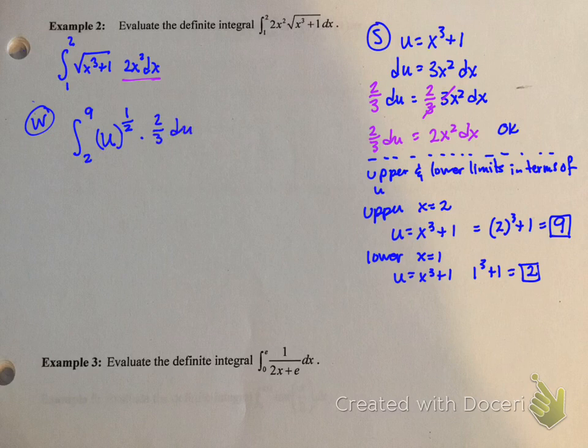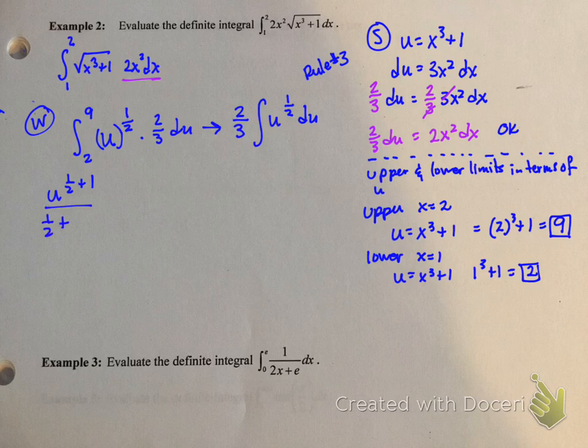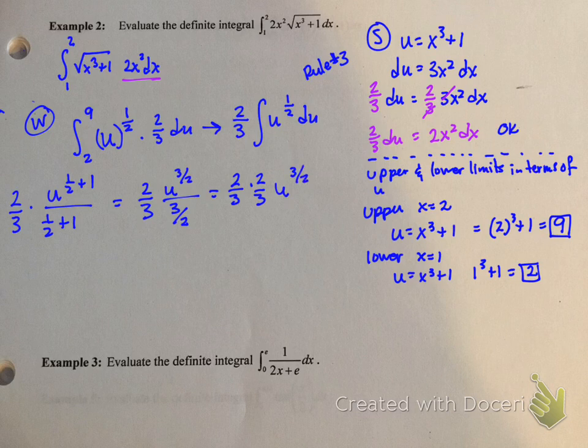Okay. All right, so what I'm going to do is kick out the 2/3. Let's put that out front. And I'm just going to integrate u to the 1/2 du, okay? And then we'll worry about the limits in a minute. So if I integrate that, I'm going to use rule 3, which hopefully you guys know what rule 3 is now. So I'm going to take u to the 1/2 plus 1 over 1/2 plus 1, times 2/3. Okay, so I get 2/3 times, 1/2 plus 1 is 3/2, over 3/2. So what's going to happen is the 3/2 is going to flip upside down. So I'm going to get 2/3 times 2/3 times u to the 3/2. Okay, so that's going to give me 4/9 u to the 3/2 power.